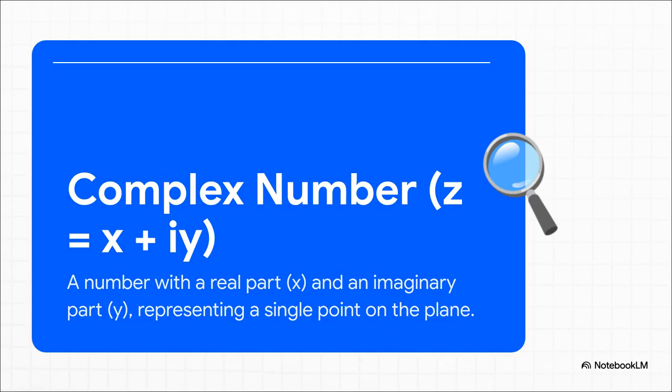And what's so cool about this new map is that it lets us plot any complex number, which is just a fancy name for a mix of a real part and an imaginary part. So a number like 3 + 4i isn't some weird abstract thing anymore. It's just a location on the map. You go 3 steps over on the real axis and 4 steps up on the imaginary axis. Every single complex number has its own unique spot on this plane.